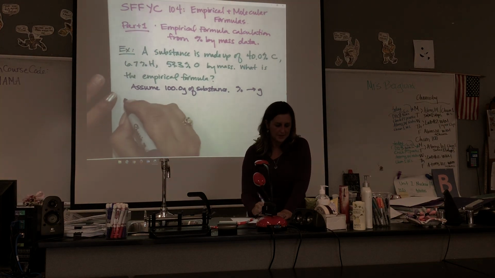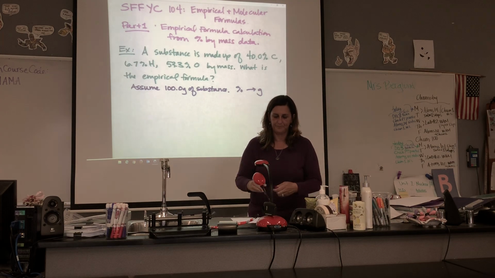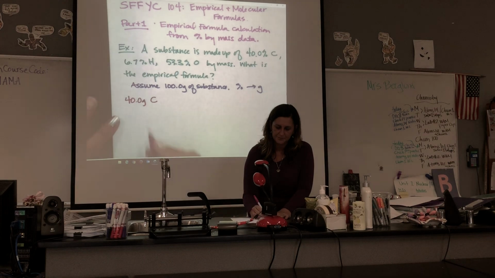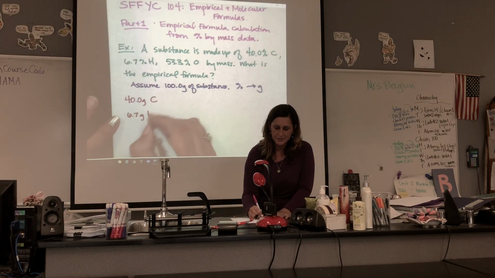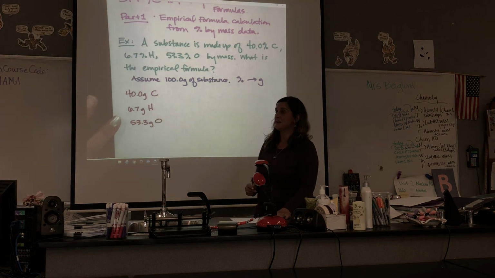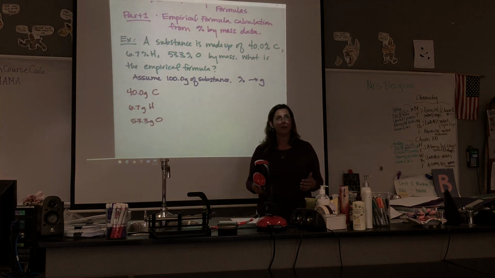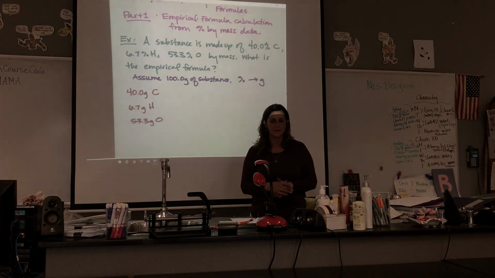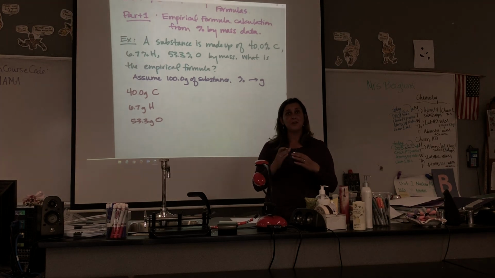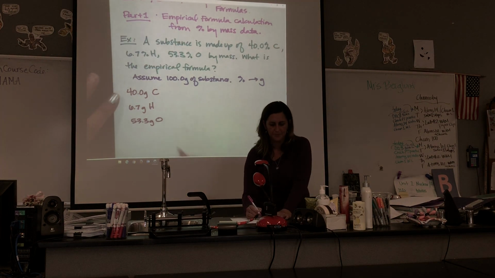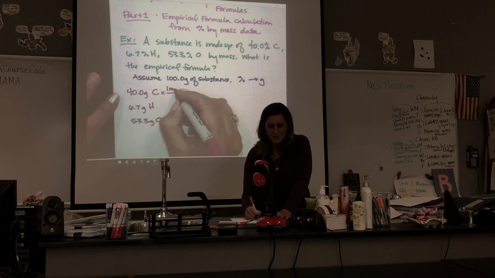Okay, so we're going to say we have 40 grams of carbon, 6.7 grams of hydrogen, and 53.3 grams of oxygen. So that would be in a case where we have exactly 100 grams of this unknown substance. And what we want to know is what's the ratio of moles of the substances in this unknown. So what we're going to do, of course, is convert to moles.